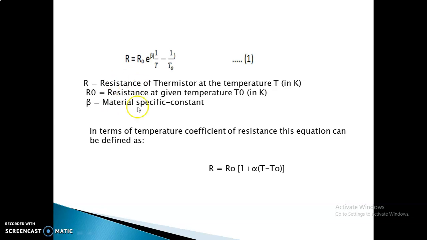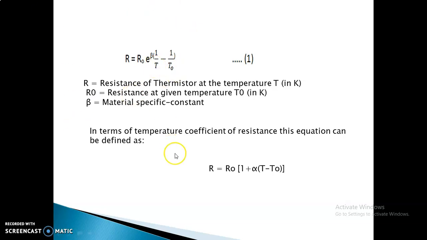But how are they related? The expression is R = R0 e^(β(1/T − 1/T0)). This is the total resistance, and I am going to calculate it with temperature in Kelvin. Here R0 is the initial resistance at a given temperature, and β is the specific coefficient, because for each material it is going to vary.